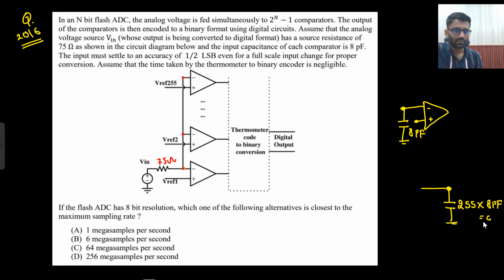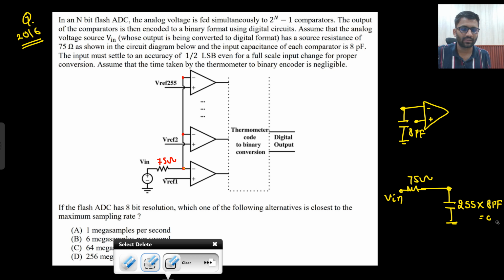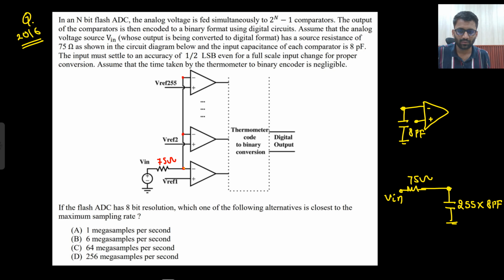Say yes or no. Now this node is connected to 75 ohm and then Vin. Basically, this is your Vin, 75 ohm, and then this node is common to all, so all the capacitances come in parallel. From this node to ground you have 8 picofarad, and 255 of them in parallel. So 255 times 8 picofarad would be your capacitance value. This I am calling R.